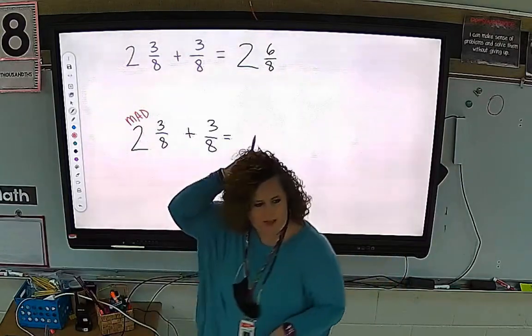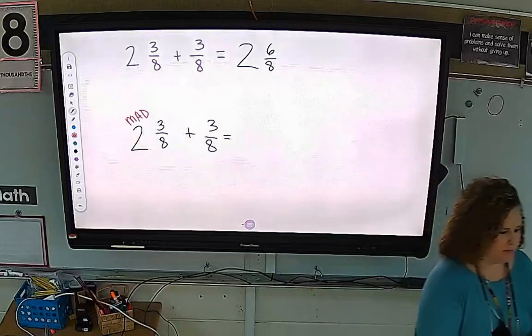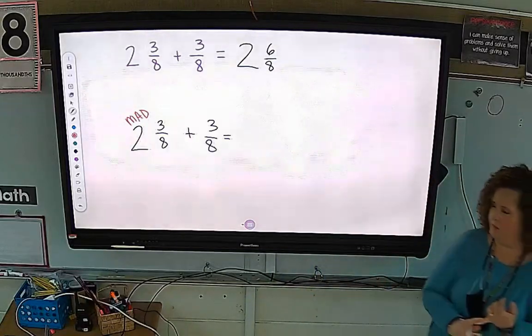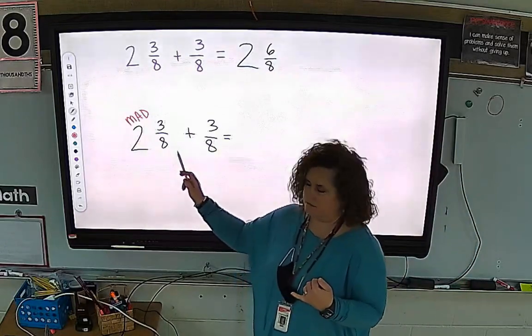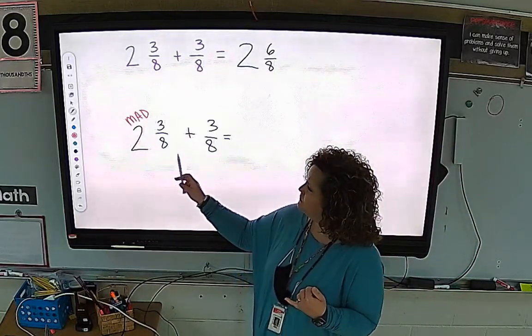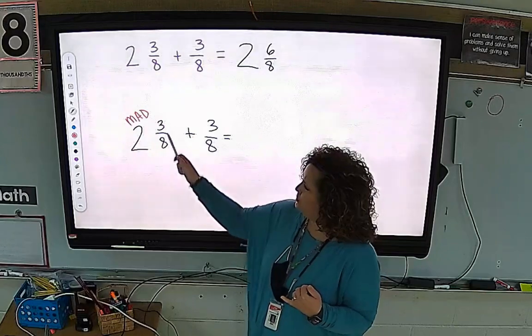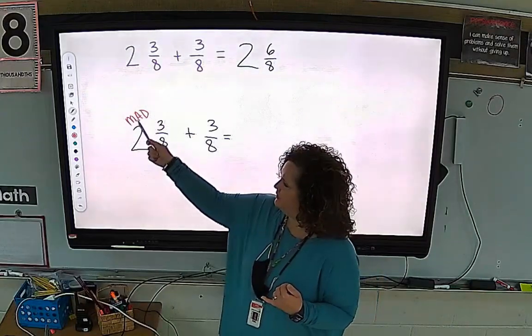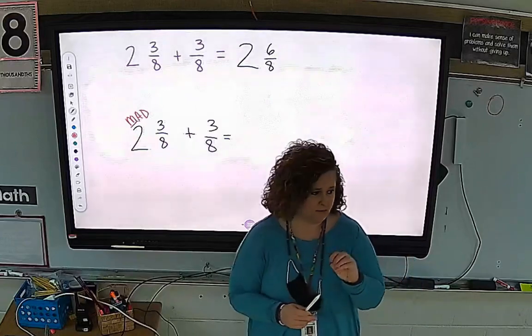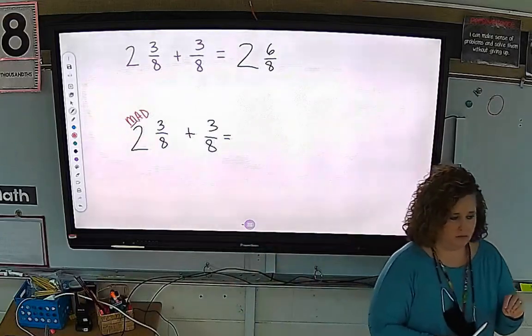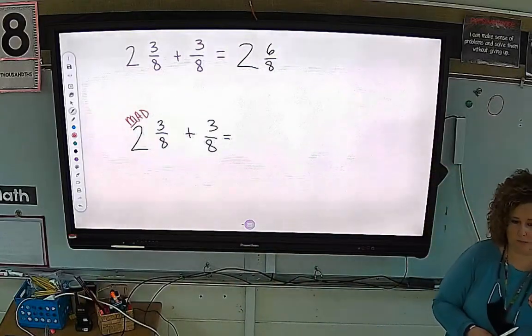So how do we do MAD? Help us out here. What are we going to multiply? I know we multiply because of that M. Brandon, what are we going to multiply together? 3/8 and the 2 wholes. Okay, but which part of 3/8 do we multiply with? When we're changing a mixed number to an improper fraction, and we've practiced this. Do you remember what to multiply?